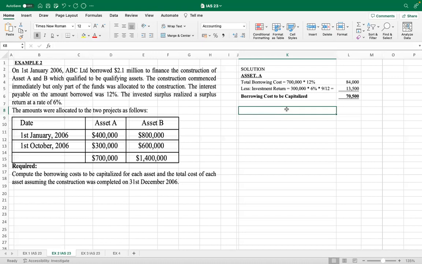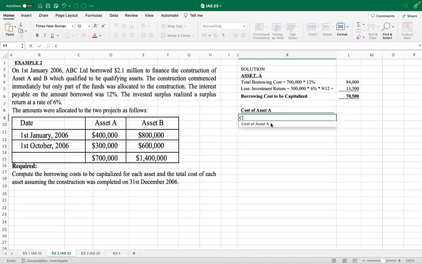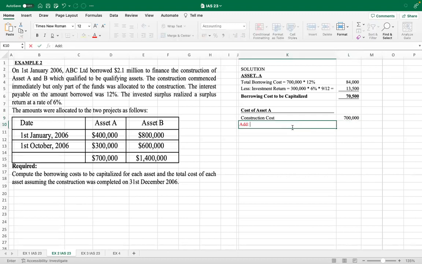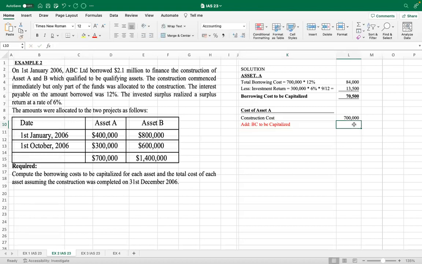And then now we need to find the cost of asset A. So what is the total cost of the asset? The total cost of the asset will be the total amount that was spent in construction cost, which was 700,000. And then to it, you add the amount of borrowing cost to be capitalized. And we found that it is 7,500.